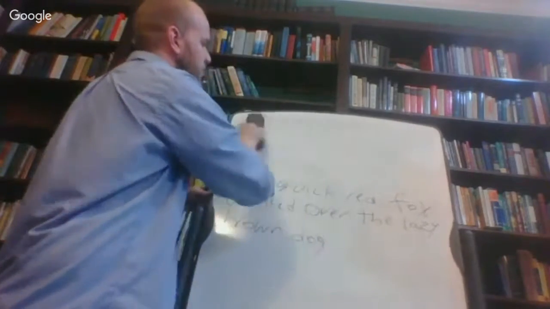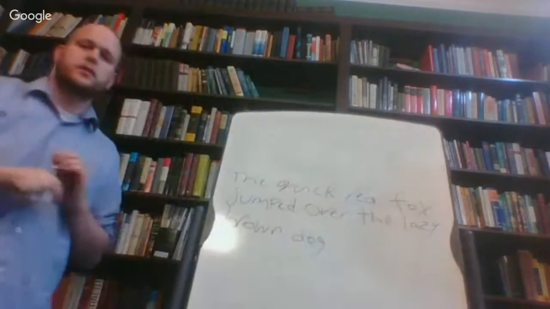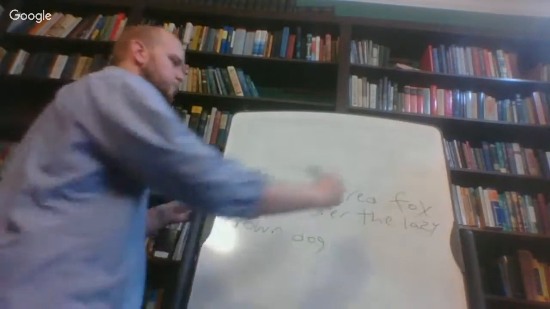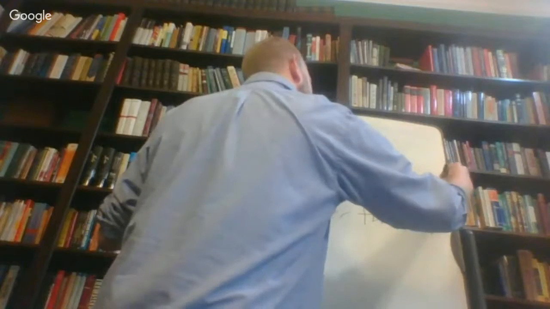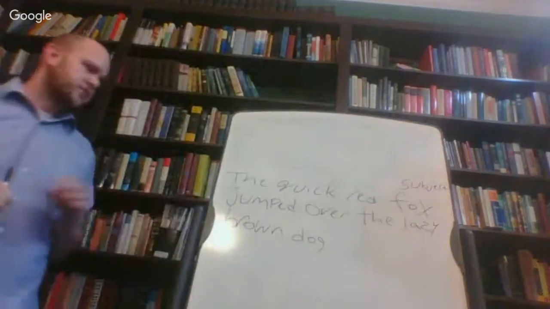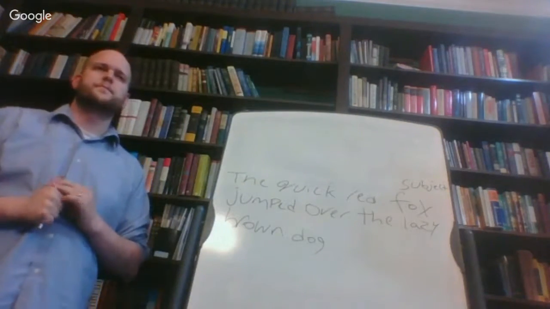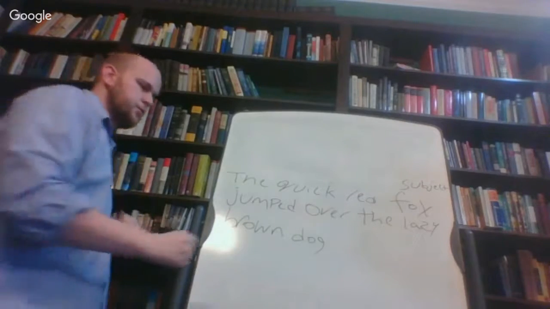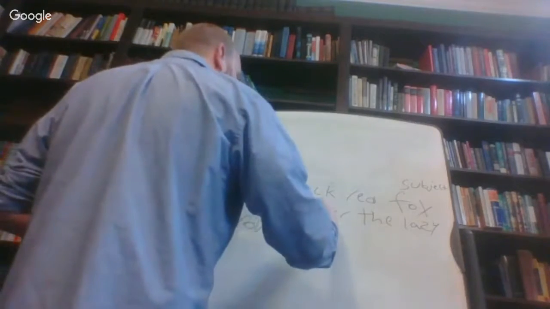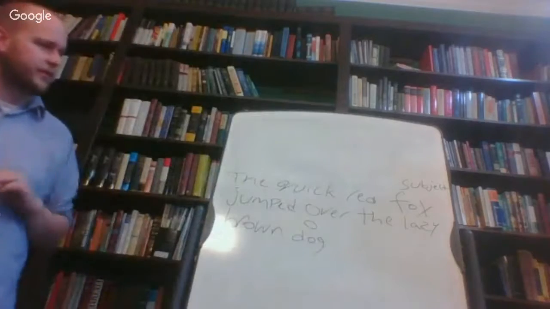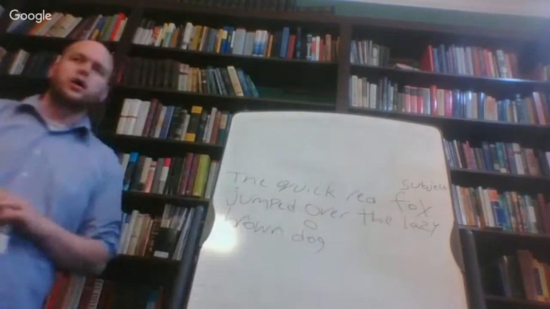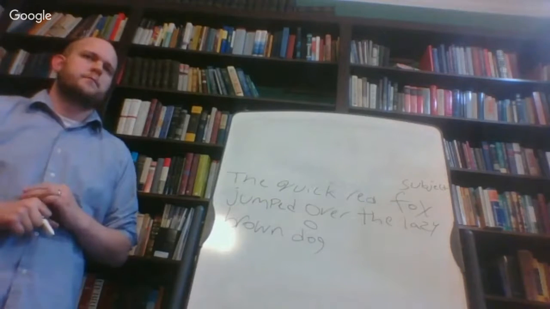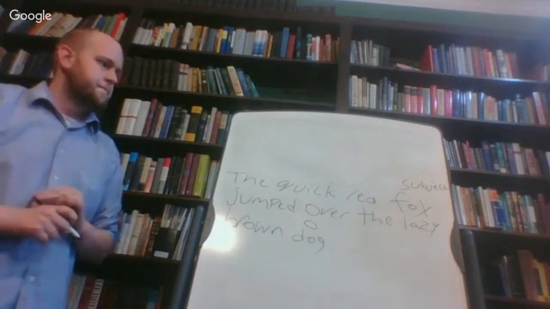What is our subject of the sentence? Fox. So I'm just going to write subject up here. What is the object of the sentence? Brown dog. We'll actually just go dog as the object. And how do you know that fox is the subject and not dog? Because he jumped over it.